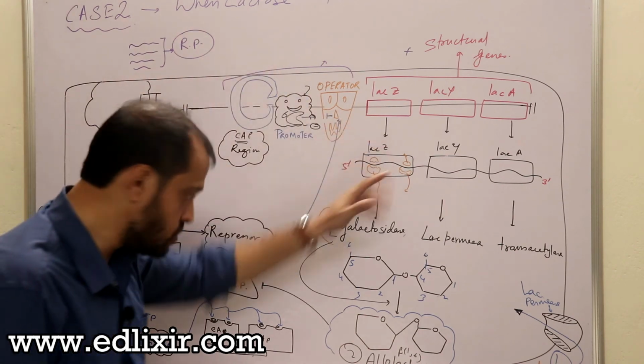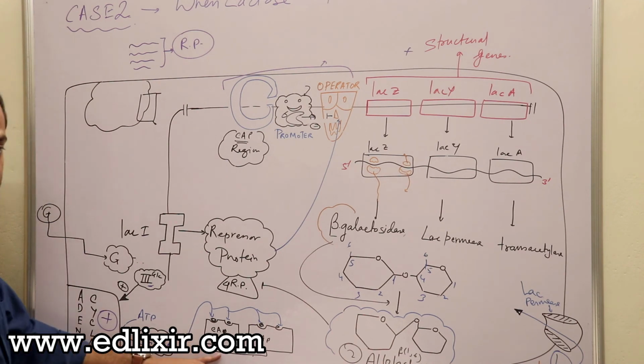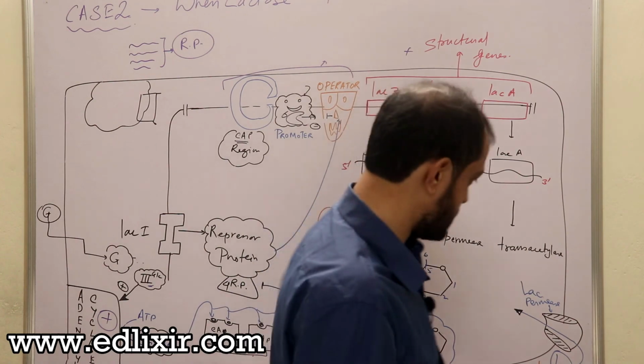When glucose is present, what happens to adenylyl cyclase? Clear? And when lactose is present, what happens to adenylyl cyclase? And what is the role of adenylyl cyclase in the activation of CAP protein, or catabolite activator protein? Clear? That's it.